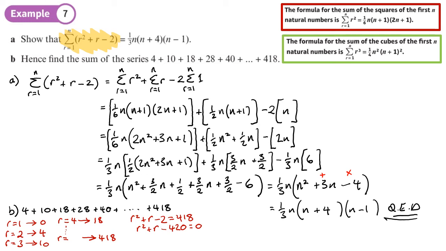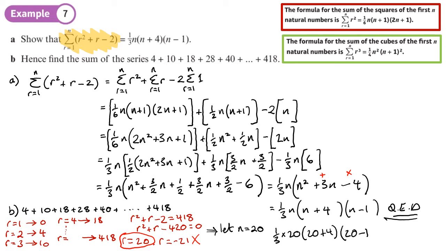So r is either 20 or r is negative 21. No, it can't be the negative 21. Yeah, so it has to be 20. So what I'm going to do over here is I'm going to use the formula with n equals 20. So I'm just going to say let n equal 20. So I'll work out a third times 20, and in brackets 20 plus 4, 20 minus 1, and that should give us the answer.